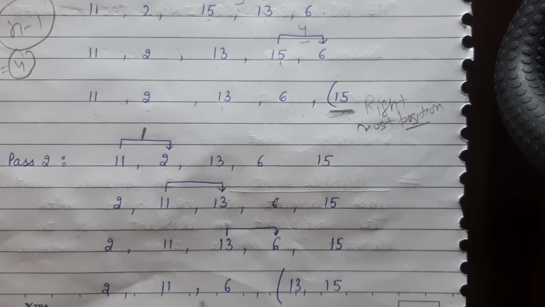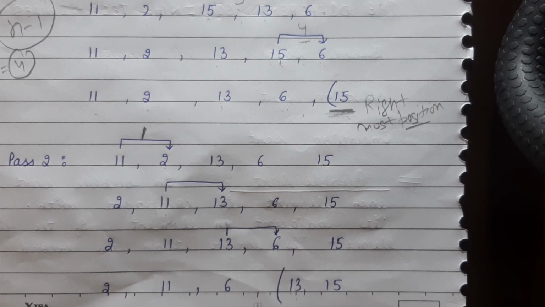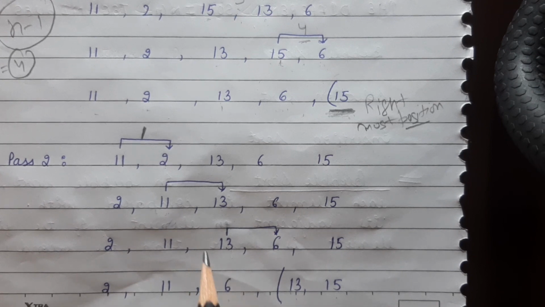So now after completing pass 2, the two largest elements are in the sorted order. Now the thing is, position of 13 is also fixed. Okay, so after completing pass 2, two elements are in the sorted order, rest of the elements are in the unsorted order. Okay, now thing is, how many comparisons you performed in pass 2?